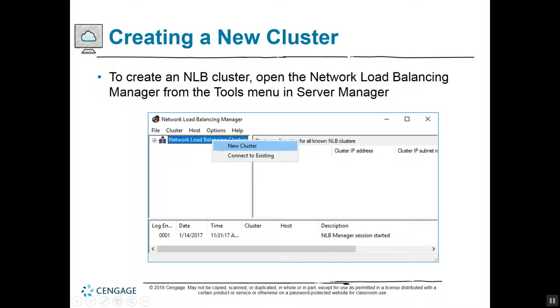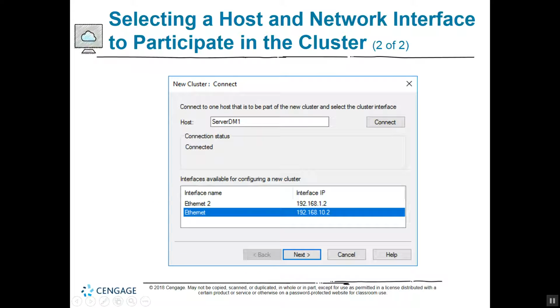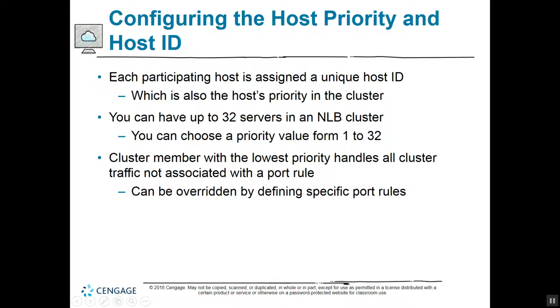So here we are, create a new cluster. When creating a new cluster, you have to specify a host to participate in the new cluster. Enter the server name. I'm going to connect to server DM1. Here are our 2 network interface cards. Each participating host is assigned a unique host ID. You can have up to 32 servers in a cluster. Choose a priority value of 1 to 32 for each server.